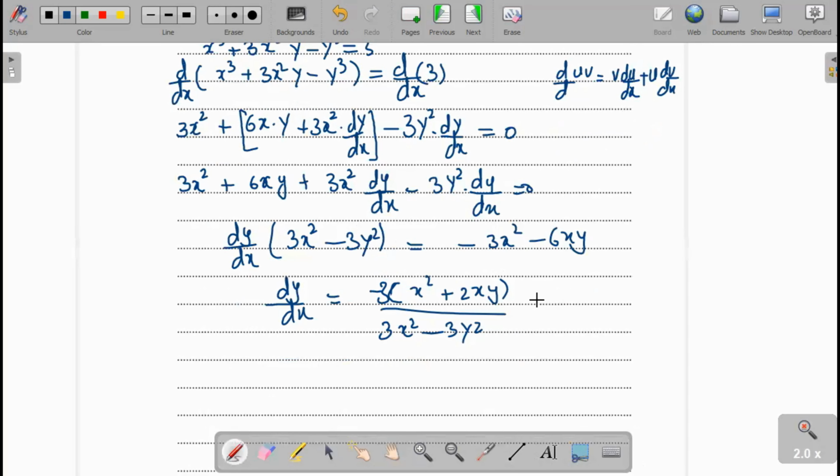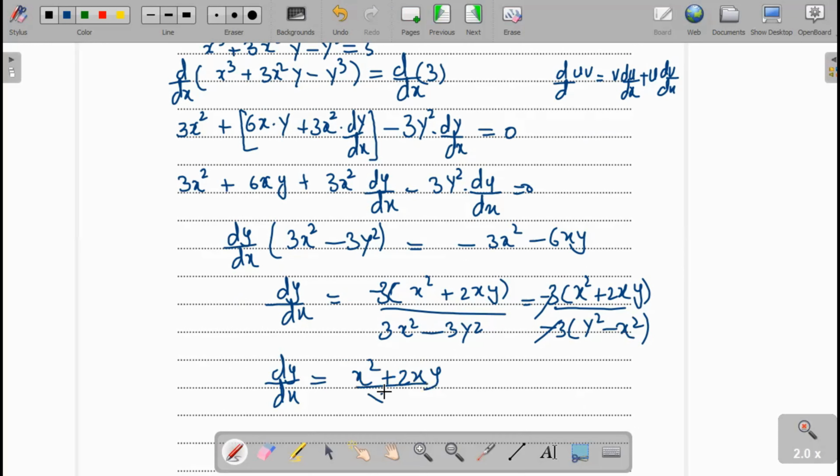Here minus 3 is common, so we get x squared plus 2xy. Then minus 3 is also common on the other side, so it becomes minus x squared plus y squared, so you can write y squared minus x squared. Therefore, dy/dx will be equal to (x squared plus 2xy) over (y squared minus x squared).